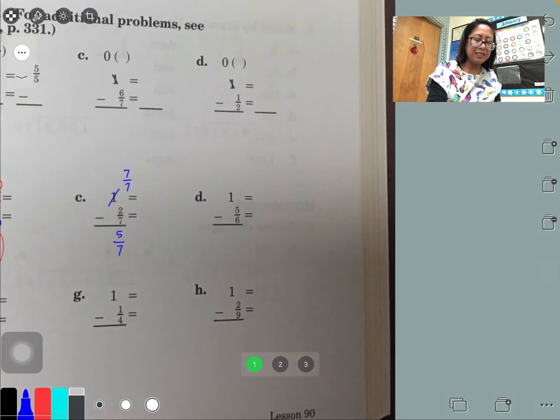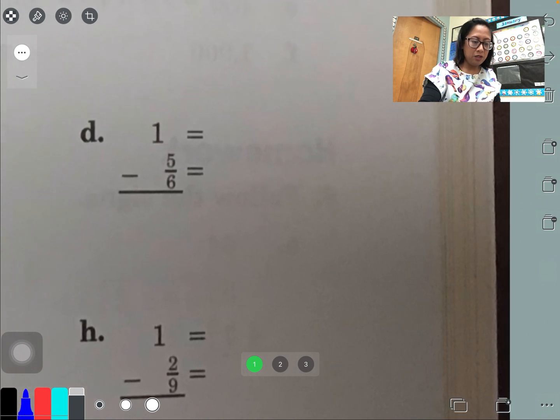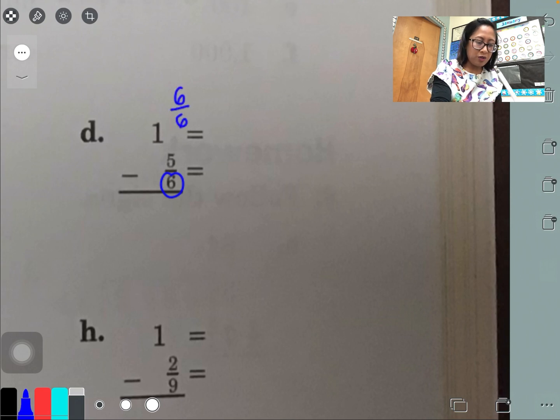So one more, D, and then I'll go over it at our Zoom meeting. Here, I have 5/6, so I'm going to take the denominator and create a new fraction, but I have to borrow from the 1, so it's 6/6. 6/6 take away 5/6 is 1/6.